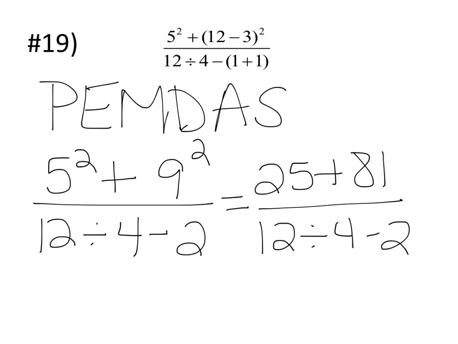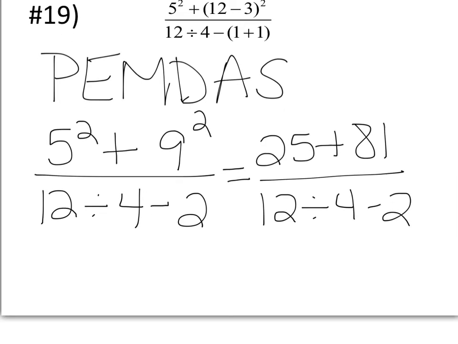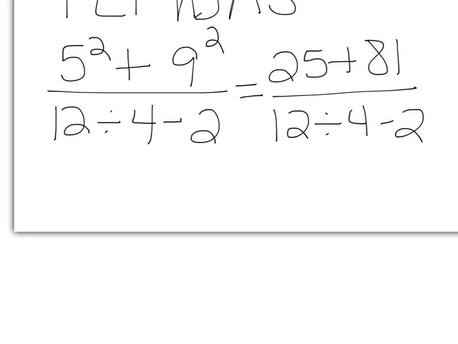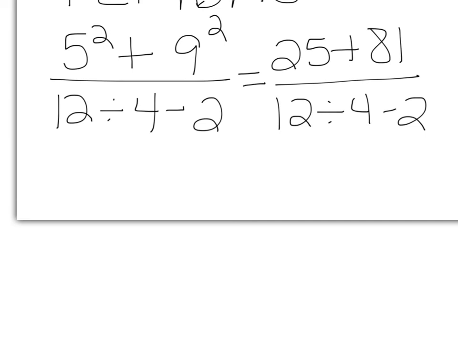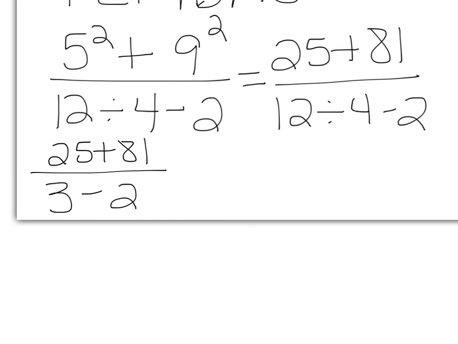Now, I'm just going to do division or multiplication. So 25 plus 81, that's not division or multiplication. But here, 12 divided by 4, that is division, so that's 3 minus 2. Now I'm going to do addition or subtraction. 25 plus 81 is 106, and 3 minus 2 is 1. So my answer is just 106.